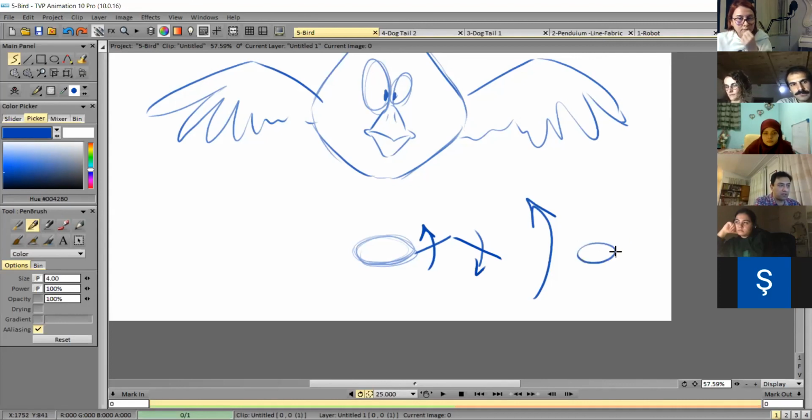When the first part reaches the highest point, they are being aligned like this. So this is my first frame, this is my second.